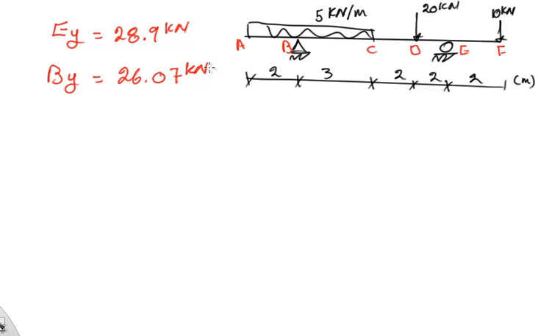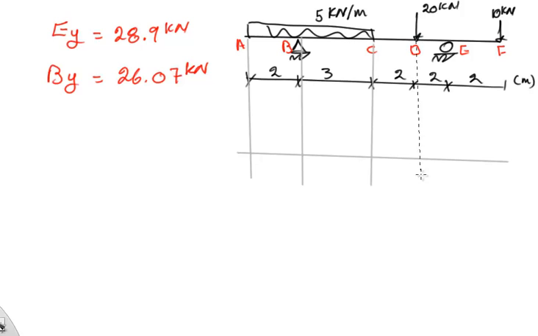Alright, now let's do the shear diagram first. The shear diagram should look something like this, and these are the points I am interested in: this point, that point, that point, this one, and that one. Okay, what is the shear value here? It's a free end, so the shear value here is 0.